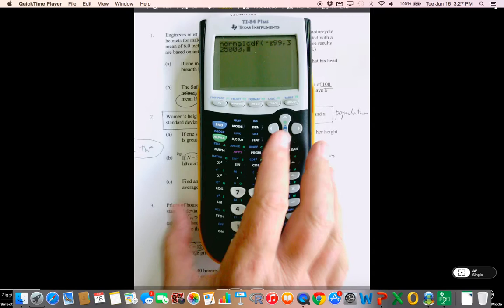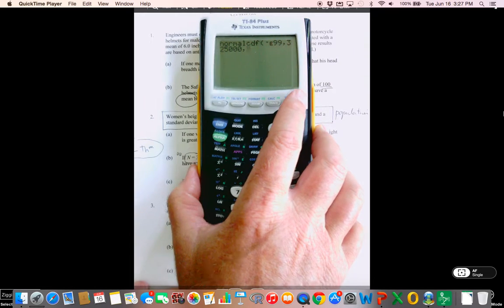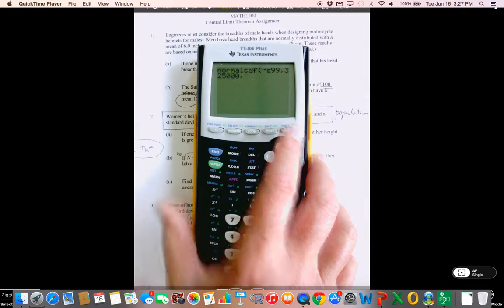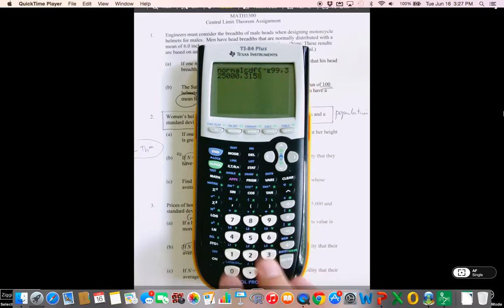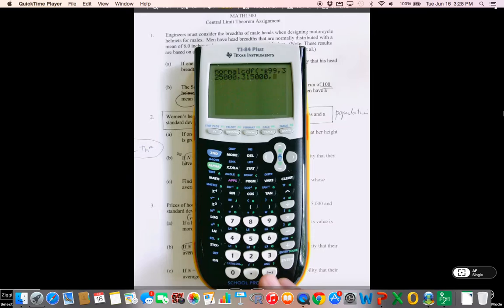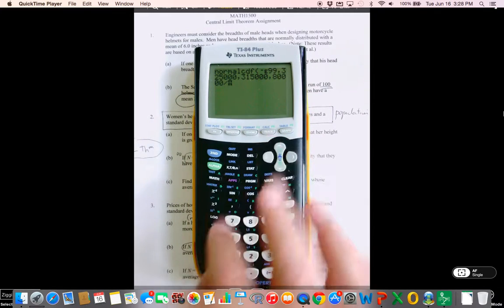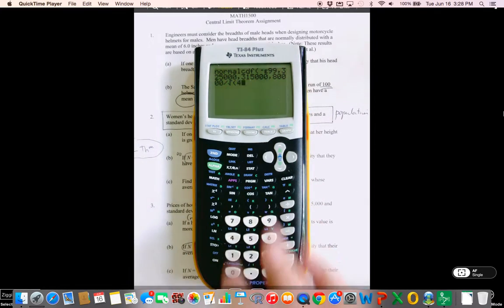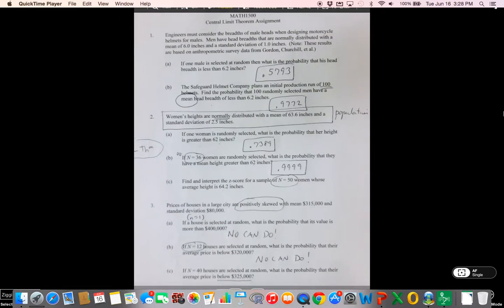Now we get into the parameters of the problem. We get into the mean and standard deviation. Mean is 315,000. Standard deviation is 80,000. But because we're doing 40 houses, we have to divide by the square root of 40. So our answer is 0.7854.